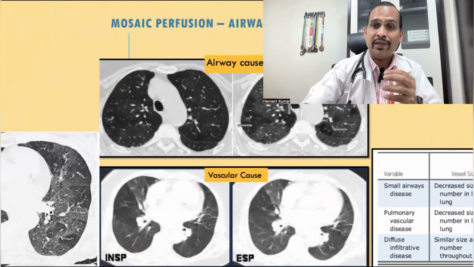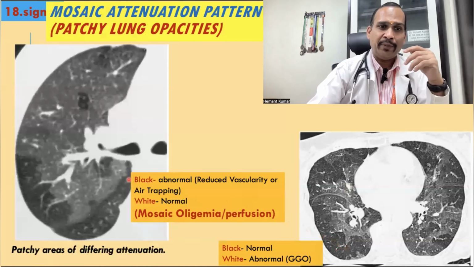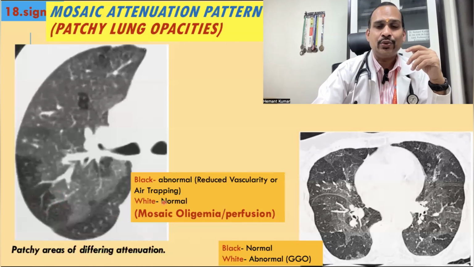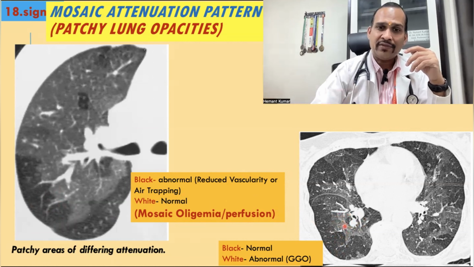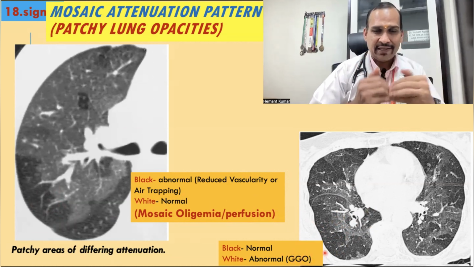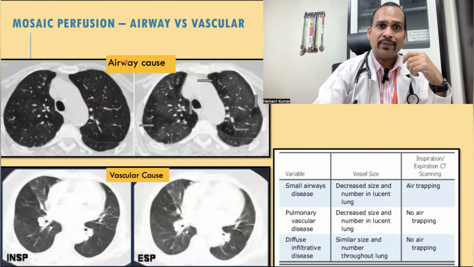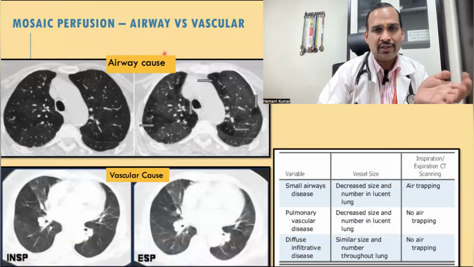We have to see blood vessels and compare both densities. If blood vessels are decreased in the black area, then the black area is due to reduced vascularity or air trapping. If blood vessels are the same in the black area and white area, then the problem is with the white area, and the abnormality is GGO. Fewer blood vessels means less vascularity or oligemia, which is called mosaic perfusion. Mosaic perfusion may be due to small airway obstruction or vascular causes.